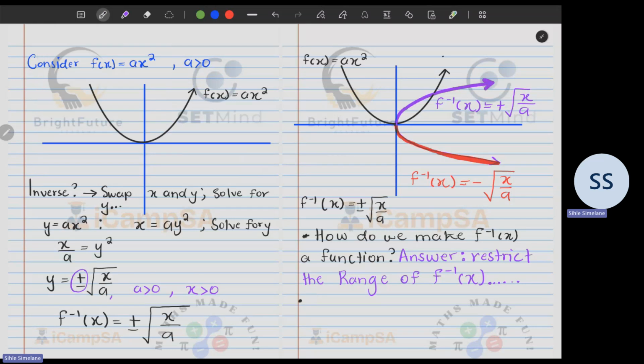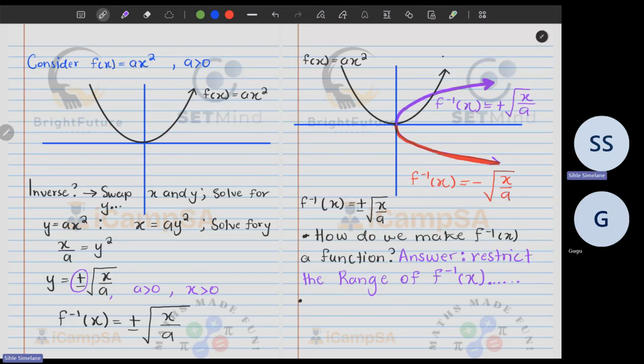So let me quickly make a note of it. If you observe carefully, did you get my question? Yes. My question is, do you understand that when we restrict the range of the inverse, we are restricting the domain of the main function because they are swapped? Yeah. So let's focus on that, because what you should understand is that the range of the inverse, f minus 1 of x, is the same as the domain of the original function f of x.